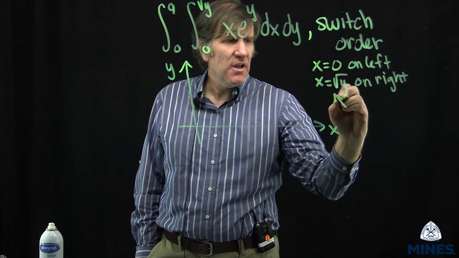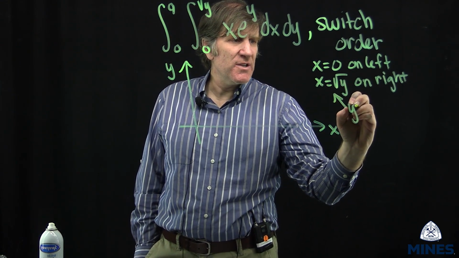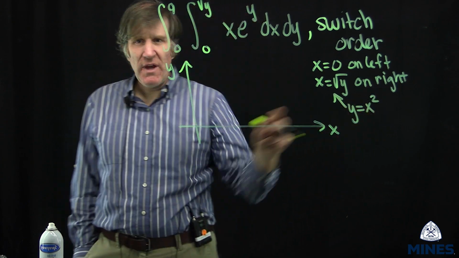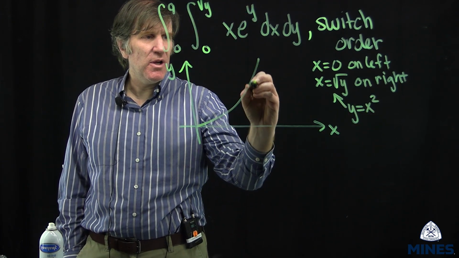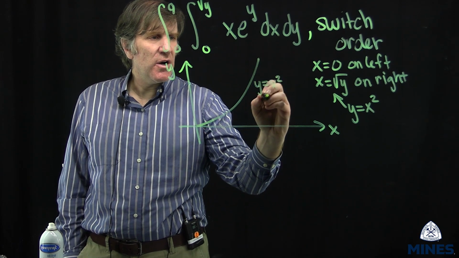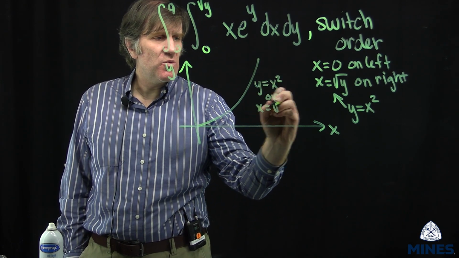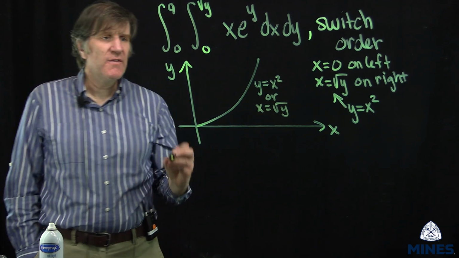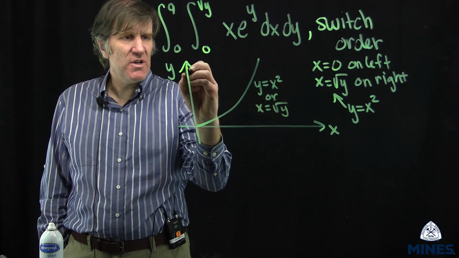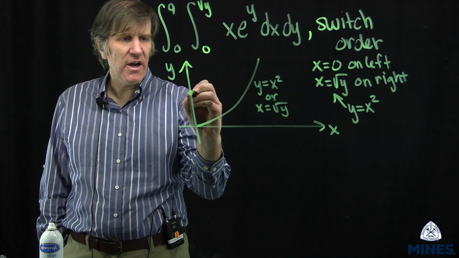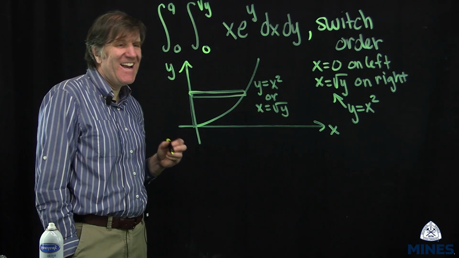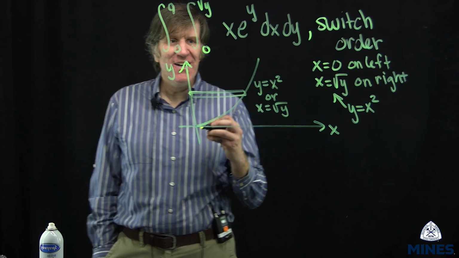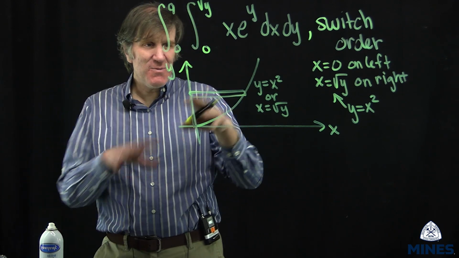That function, I'm more familiar with it written as y equals x squared. And if I write it like that, I know what I'm dealing with. It's a parabola. So I'm going to draw that parabola, y equals x squared, or x equals the square root of y. I have some rectangle where I'm going from x equals 0, which is the y-axis on the left, over to x equals the square root of y on the right. And so that's my picture.